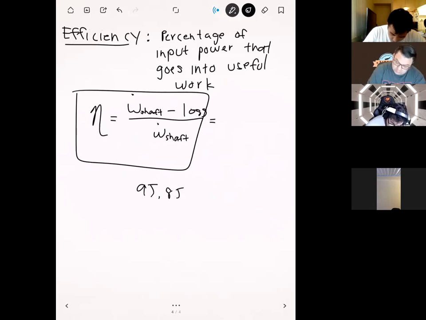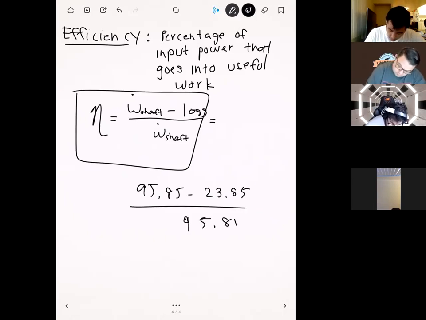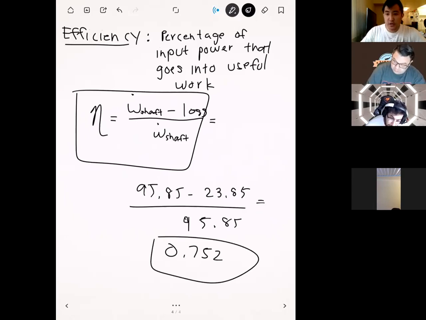If we plug in the numbers for this particular problem, we have 95.85 minus what we just computed, 23.85, divided by 95.85. What we get is 0.752. So this fan, as it's currently constructed, has an efficiency of 75.2%. We lose almost a quarter of our power due to viscous losses in this system. Any questions on that?